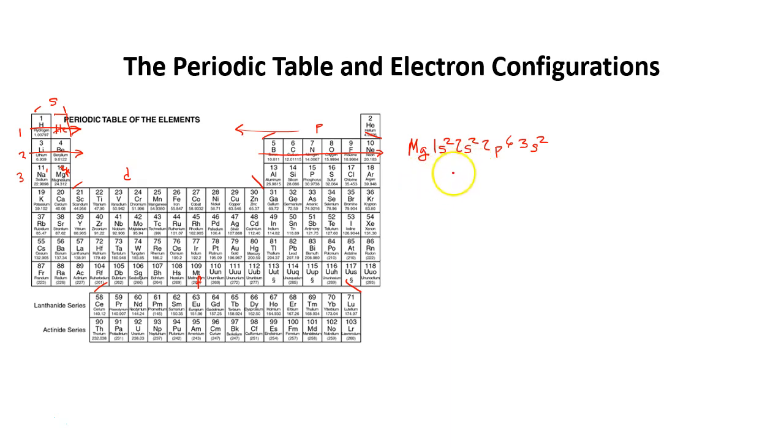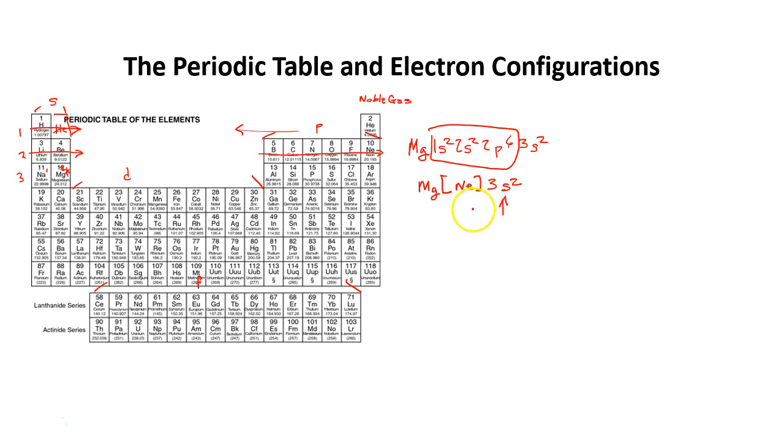Now, how would I write the noble gas notation for this? Well, let's look at the noble gas that precedes magnesium. Again, this column is the noble gas column. Okay. And the noble gas that precedes magnesium, of course, is neon. Well, check this out. This is the electron configuration for neon. 1s2, 2s2, 2p6. So we'll write neon right here in brackets, and then we'll write 3s2.